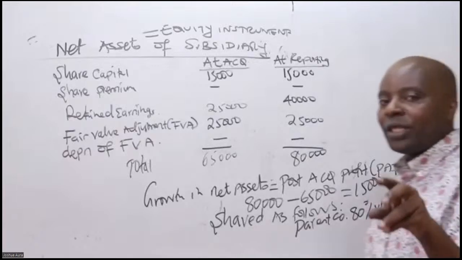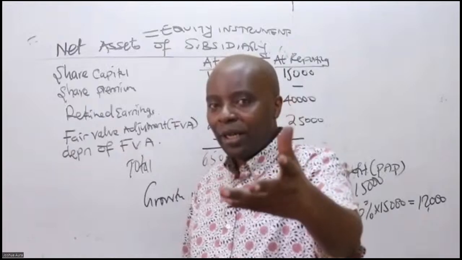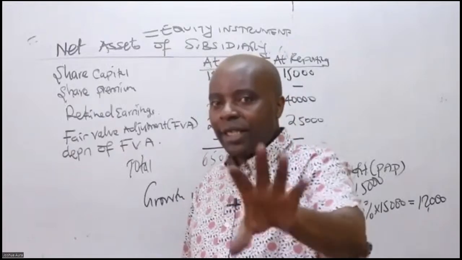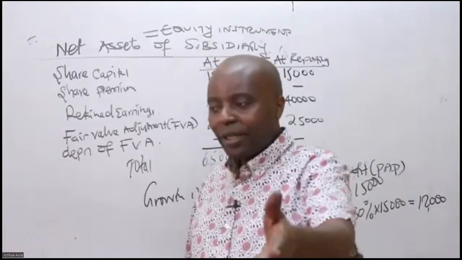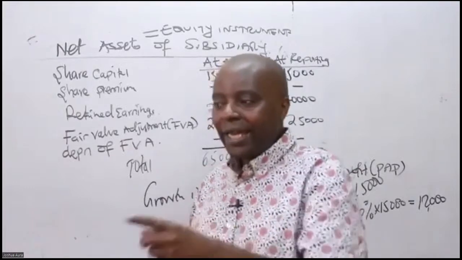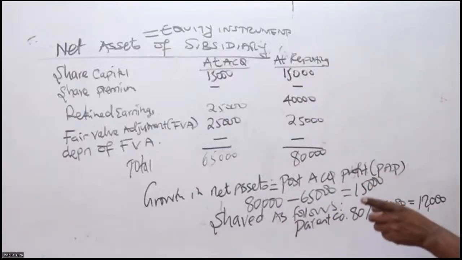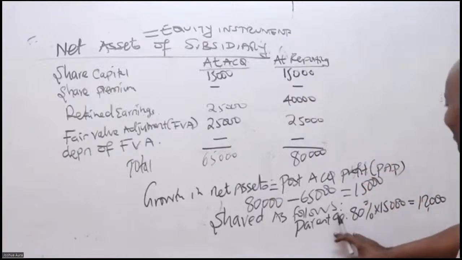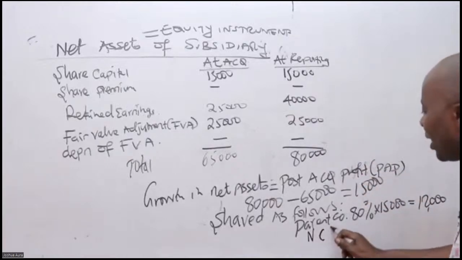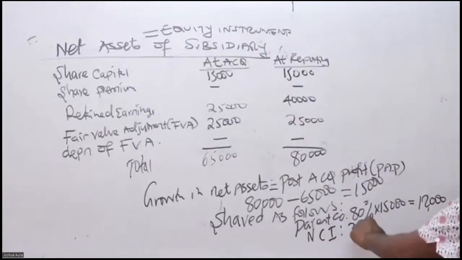Now, I would want to see whether my students still remember this. If the parent owns 80%, there must be another owner somewhere who owns 20%. What is the name of this other owner? NCI. Thank you very much. So then we have the non-controlling interest who has 20%, because it must be 100%.